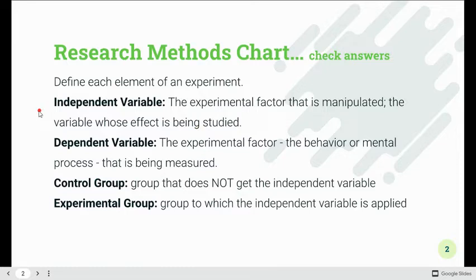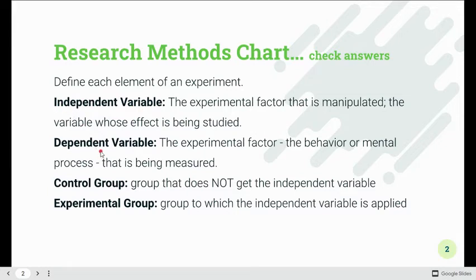So let's say we want to know if studying for a test is going to improve test scores. I would take one group, and we'll call those the experimental group. They will do some studying. I have another group, they're called the control group. They do not get the independent variable, so they don't do any studying. Which means the independent variable is the thing we're manipulating, right? Some people studying, some people not.